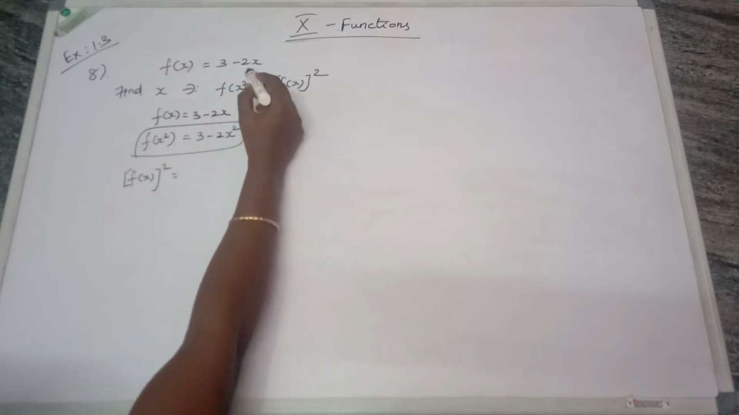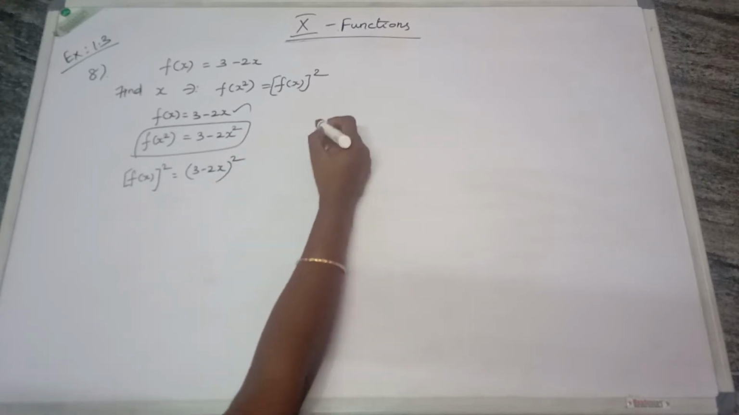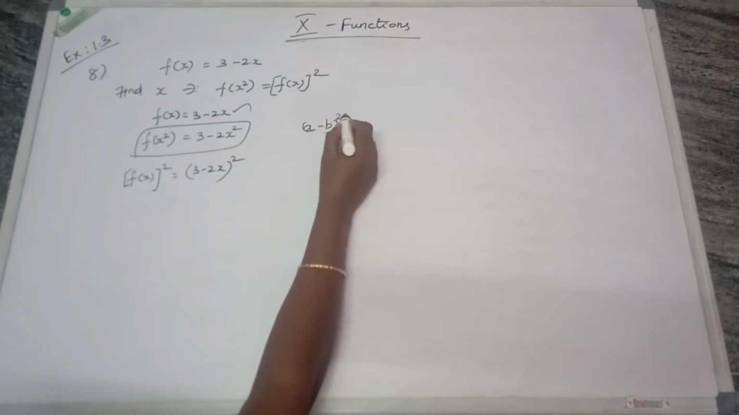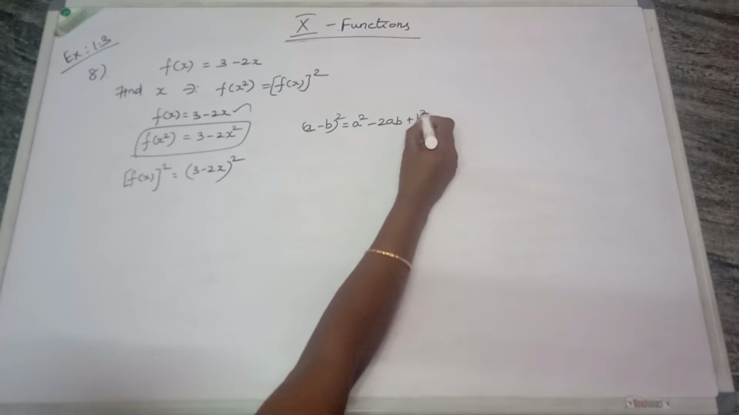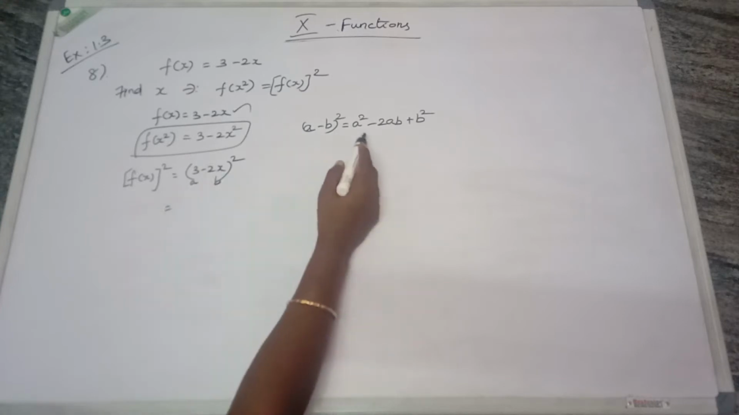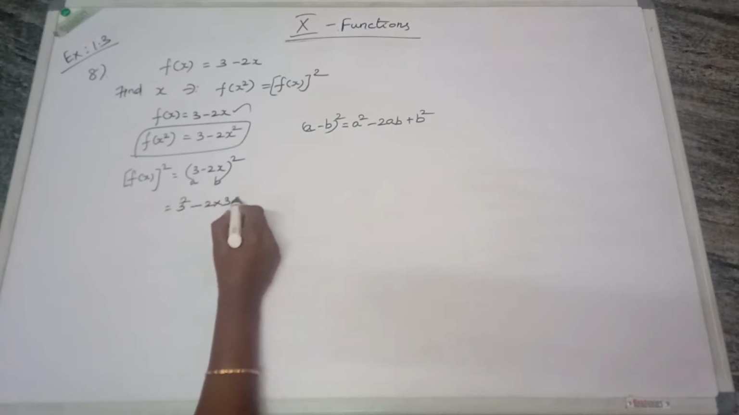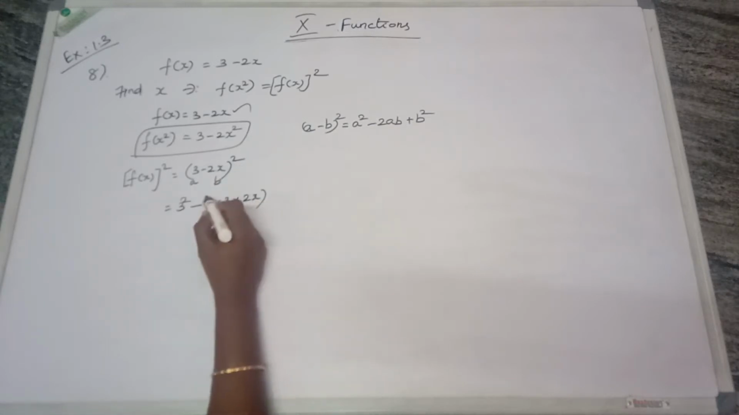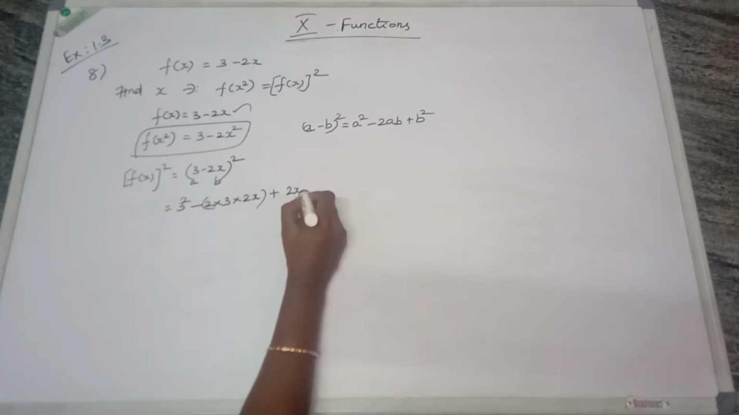What is f of x? It is given, 3 minus 2x. So 3 minus 2x the whole square. It is of the form of one identity we know, a minus b the whole square. What is the expansion of this? a square minus 2ab plus b square. In the place of a we have 3 and in the place of b we have 2x. So using this we have to expand. In the place of a square we write 3 square, minus 2 into a is 3, b is 2x, with the multiplication inside the bracket, and plus b square. b is nothing but 2x, so 2x the whole square, because 2 and x are both there, so you have to put the whole square.